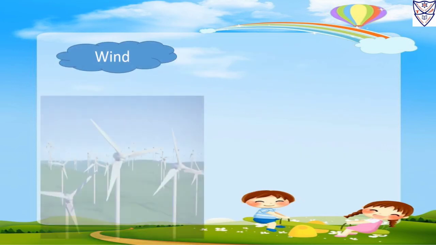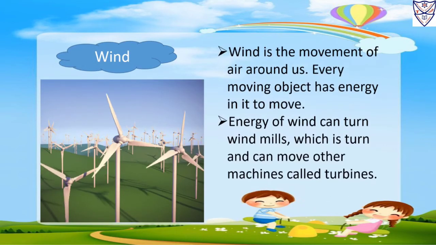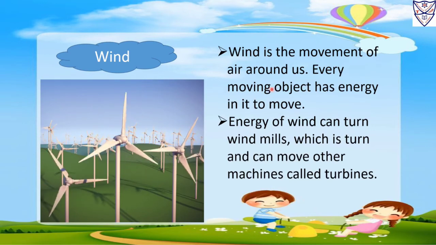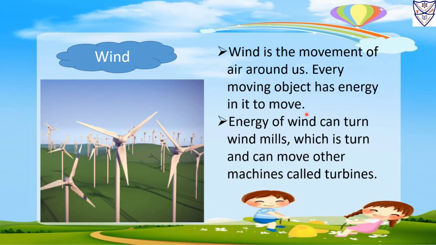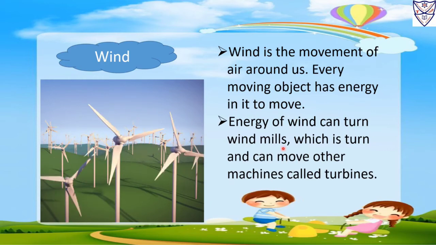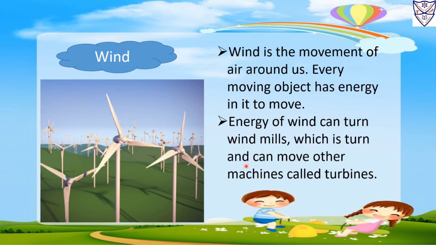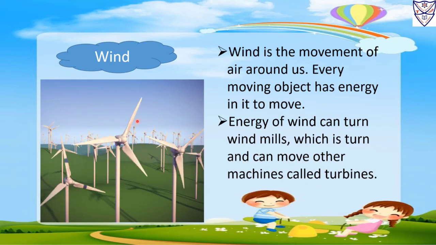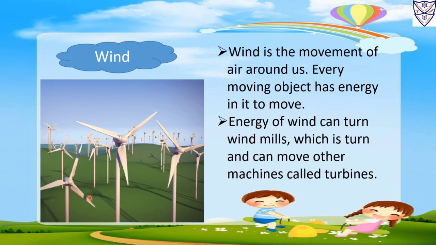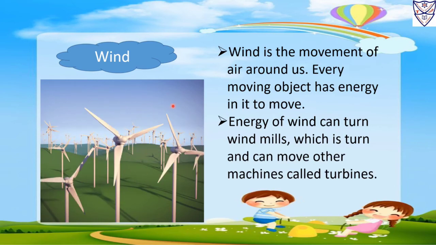Wind. Wind is the movement of air around us. Every moving object has energy in it to move. The energy of wind can turn windmills, which in turn can move other machines called turbines. The movement of turbines helps to produce electrical energy.